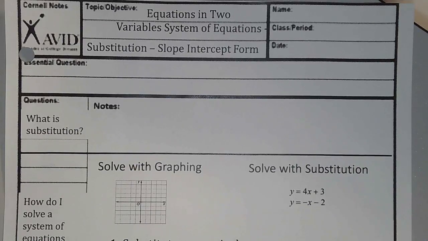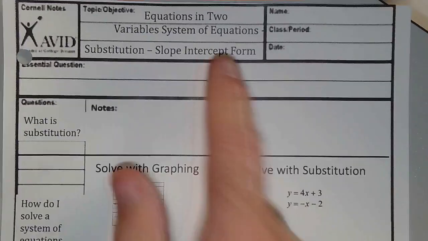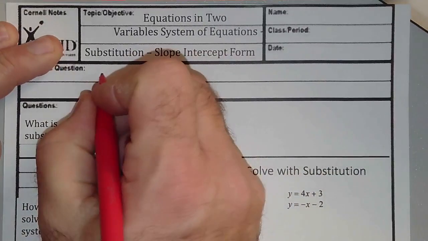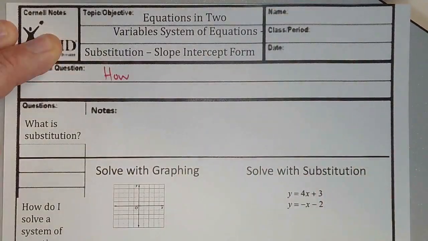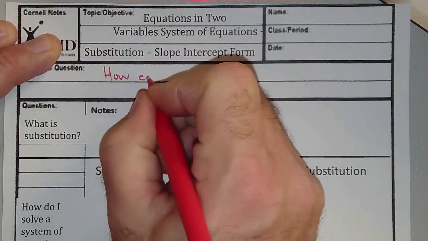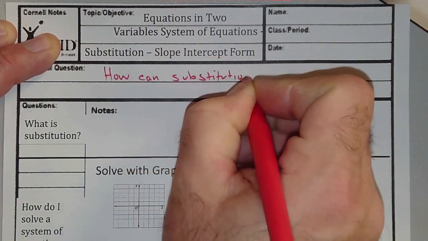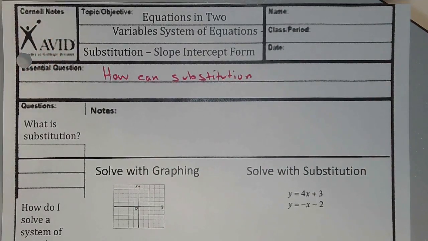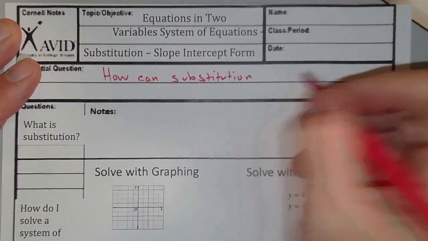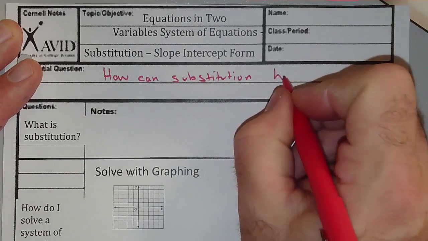Hey, let's go. Let's learn how to do substitution. In this, we're just working with slope-intercept form, something we're really comfortable with. Let's do this thing. Now, this is not in your note packet, so I dug this out because I needed something different to kind of organize us with this.